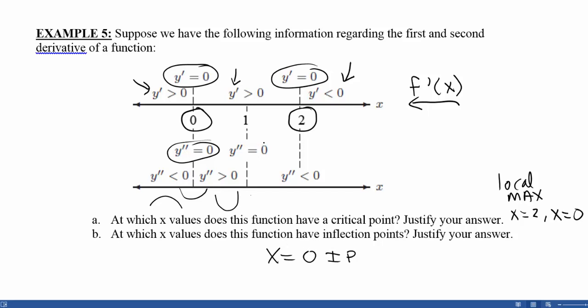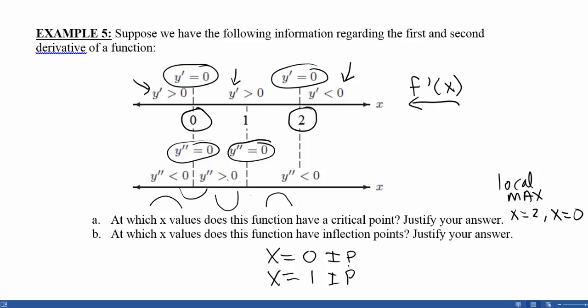And then the other point that I have to consider is what's happening at 1. So that's another place where the second derivative equaled 0. To the left of 1, we're positive, so we're concave up. And then to the right of 1, we're going to be negative, so we're concave down. So again, we change signs around x equals 1. So x equals 1 is also an inflection point. So we found here that we have two inflection points, one at x equals 0 and one at x equals 1.